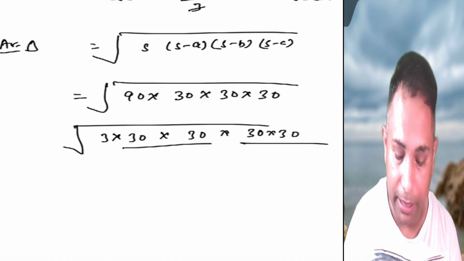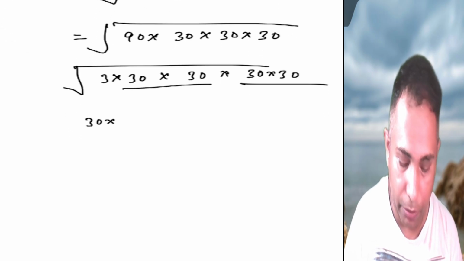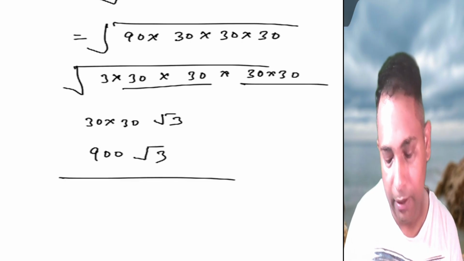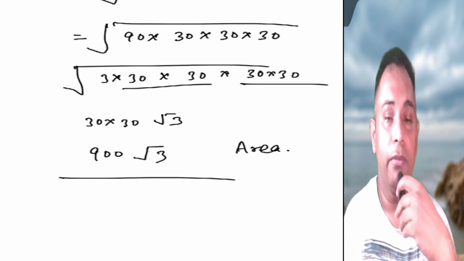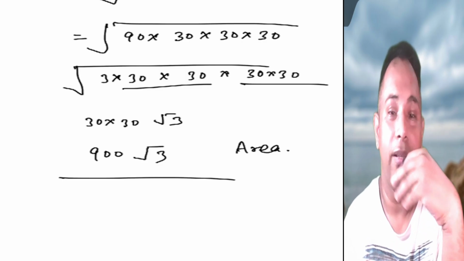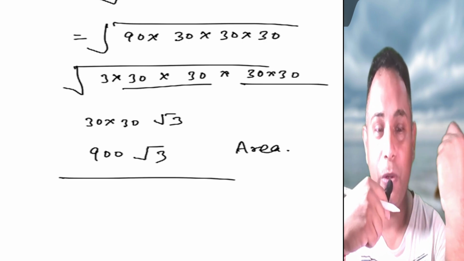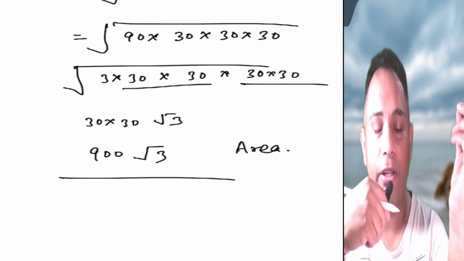Any multiple in a pair will come out of the square root box. So you can write 30 into 30 into root 3. And 900 root 3 is the correct answer. It is the area of this particular information board or signal board. So today we have learned the application of Heron's formula. Basically, we have also revised the area of an equilateral triangle and the perimeter of an equilateral triangle.